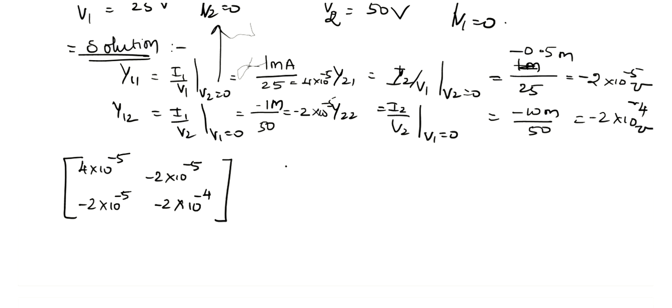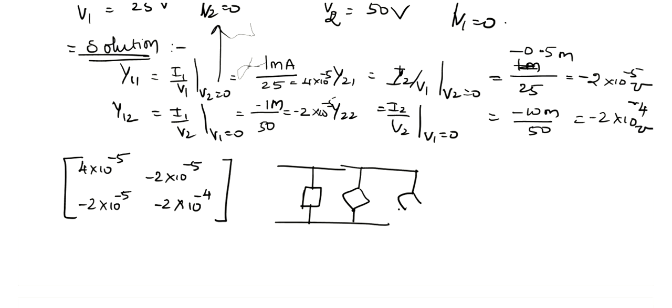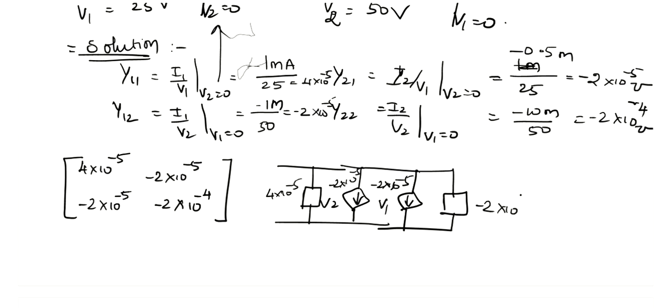So while drawing in a diagram, remember this will be your impedance, followed by source voltage current here, and impedance. Here current will be down because 12 and 21 will be having minus. So here it is 4 into 10 to the power of minus 5, 2 into 10 to the power of minus 5, and here minus 2 into 10 to the power of minus 5. So this is a way of drawing your equivalent circuit.